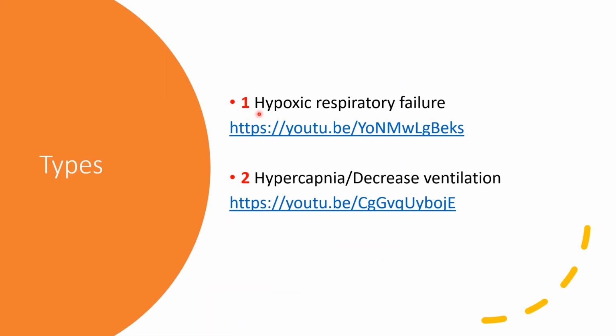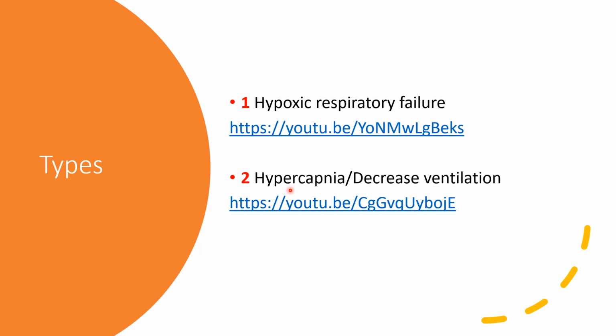In type 1, it is all about hypoxic respiratory failure, meaning there is no problem with carbon dioxide, but there is decreased oxygen supply to the blood and decreased oxygen supply to the tissue. Full info can be found through this link.